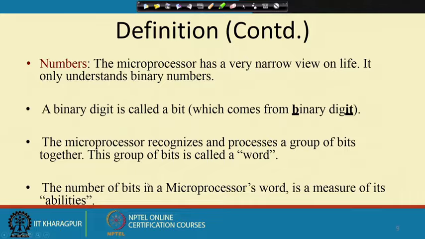The number of bits in a microprocessor's word is a measure of its ability. If a microprocessor is powerful, then it will be able to work with larger sized words. If we say that a microprocessor is an 8 bit microprocessor, what we essentially mean is that all the operations it is doing are on 8 bit data. Operating on 8 bit data is problematic, because if you are thinking about positive numbers, you can go from 0 to 255, and with both positive and negative numbers, minus 128 to plus 127. So, that is the severe restriction.